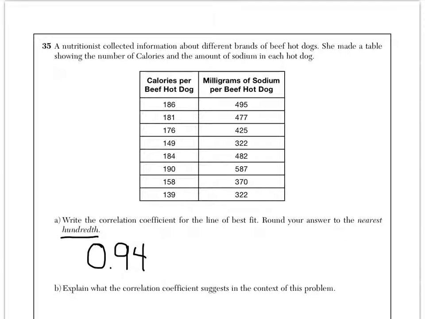So part B then says explain what the correlation coefficient tells us really about this problem. So what it tells us is, well, we like this number.